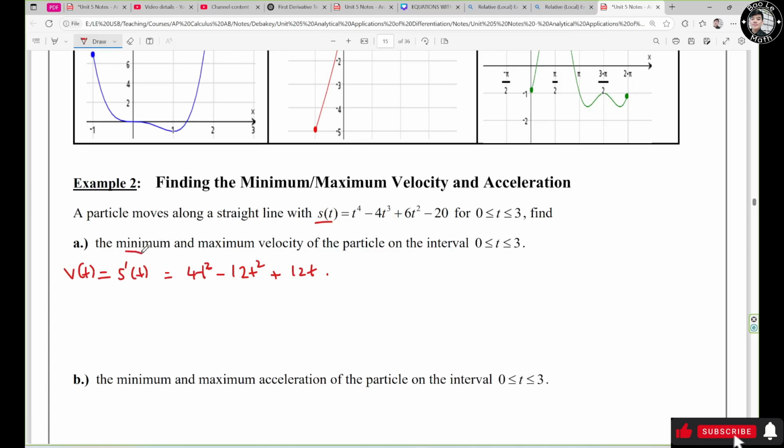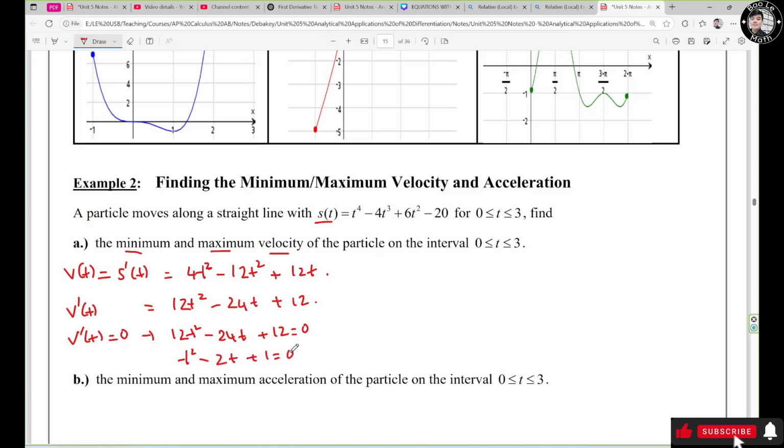Then in order to find the minimum and maximum velocity, you need to take the second derivative of this one, or the first derivative of v of t. So this turns out to be 12t squared minus 24t plus 12. Let v prime of t equal 0, which is the same thing as 12t squared minus 24t plus 12 equals 0. I'm going to divide both sides by 12. It turns out to be t squared minus 2t plus 1 equals 0.